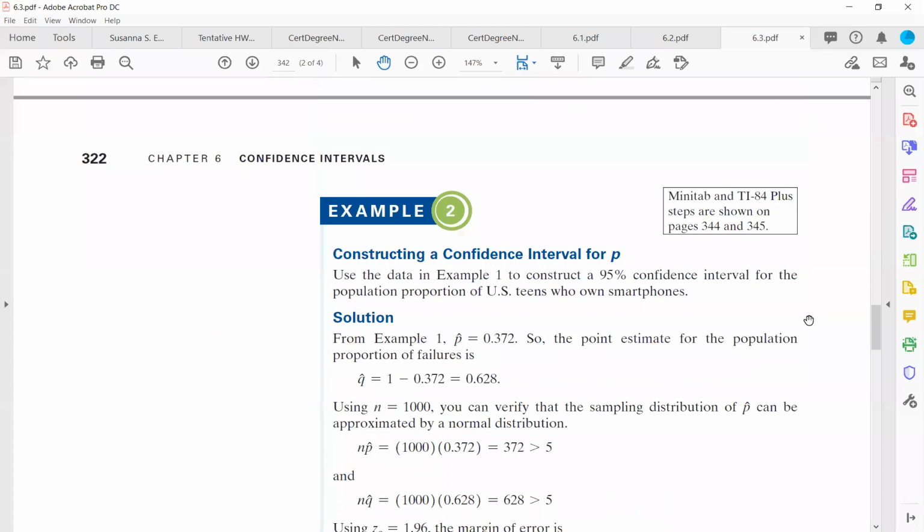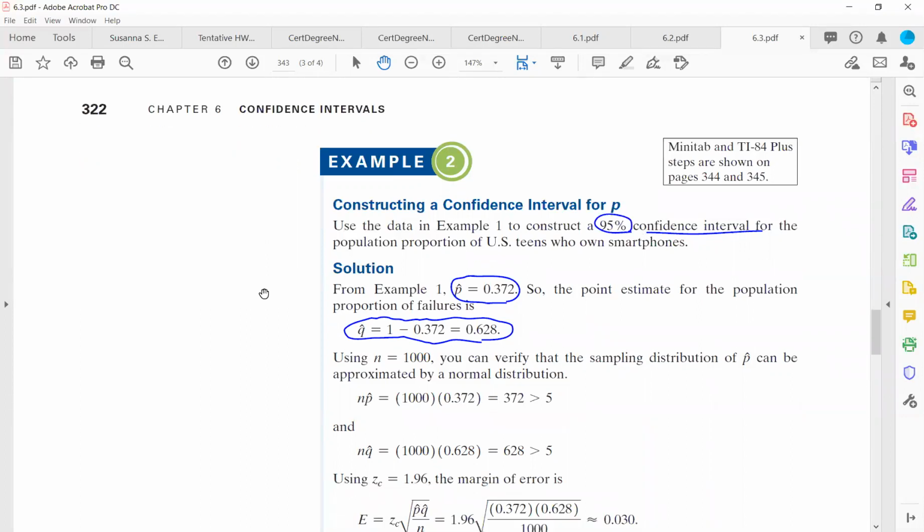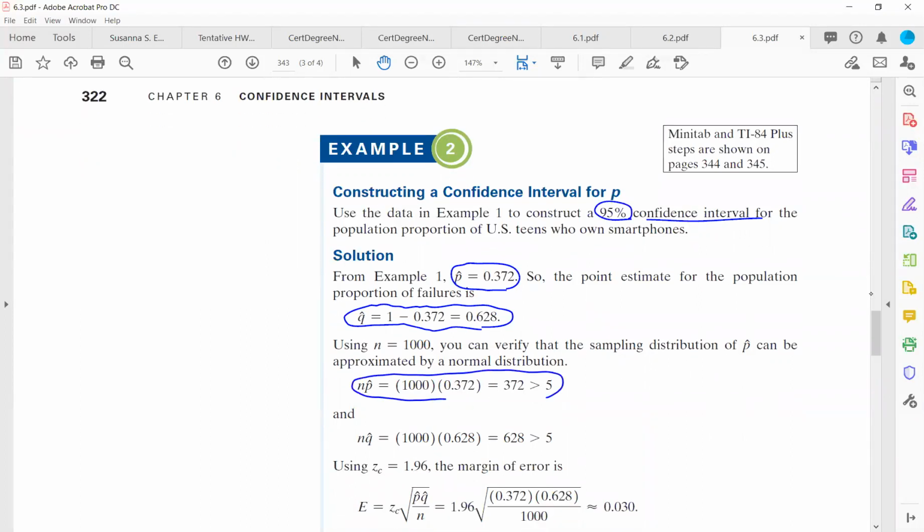One example. The question says, construct a confidence interval for p. So we're using information in the first example to form a 95% confidence interval for the population proportion of US teens who own smartphones. In example 1, we learned that p hat is 0.372. Q hat is equal to 1 minus 0.372, so q hat is 0.628. We check the conditions: np is greater than or equal to 5, nq is greater than or equal to 5.